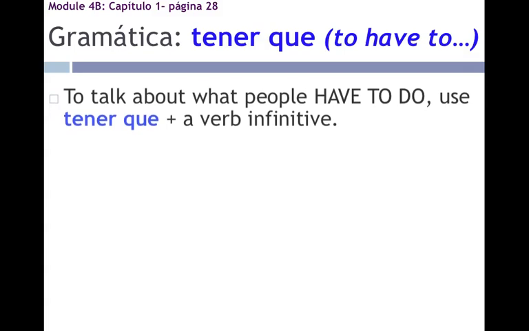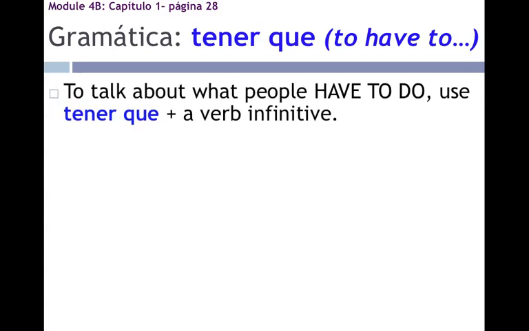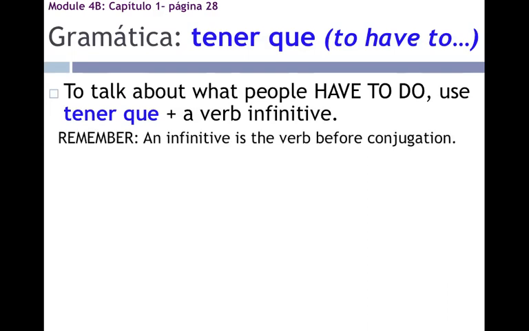Finally, our other way to use tener is an expression known as tener que. Que always goes right after your conjugation of the verb tener, which means to have to. So to talk about what people have to do, use tener que and then a verb infinitive. Now remember that verb infinitives would be the form of the verb before it's conjugated. So it's the form that ends in either AR, ER, or IR. It's the form that's found in the dictionary. It's the form that has to in it.